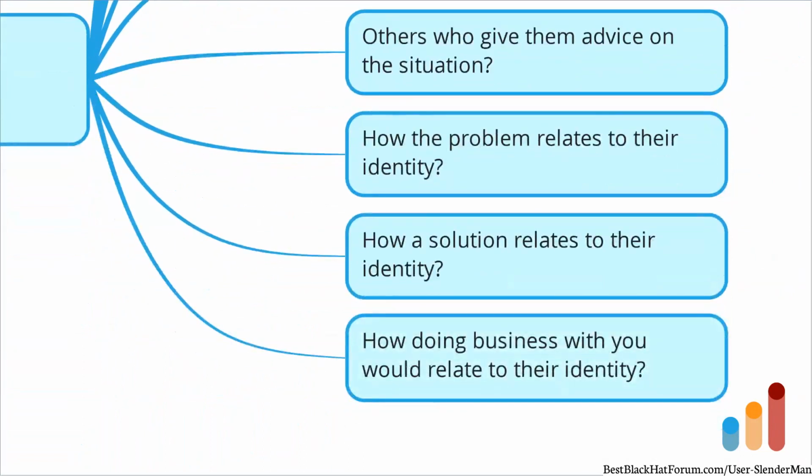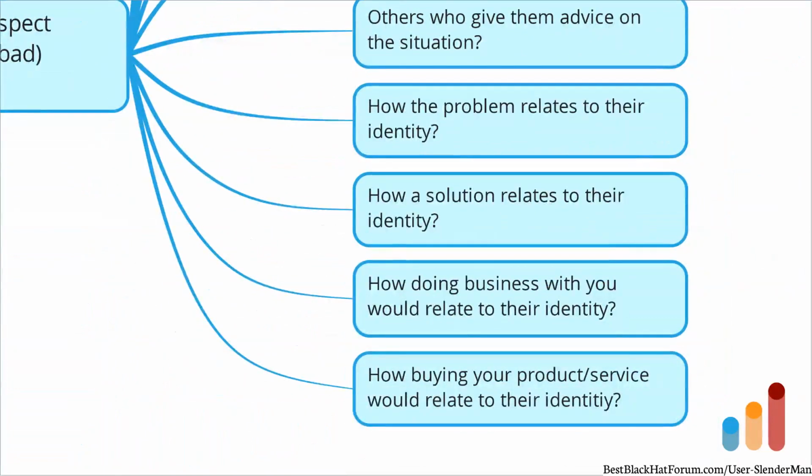What do they believe about how doing business with you would relate to their identity? Somebody who is adamant that they only like to buy products that are made in the USA. If all of your products are manufactured in China, what does that mean to their identity? So again, these are just things that give you context for how you're going to present your big idea to your specific target market. What do they believe about how buying your product or service would relate to their identity?